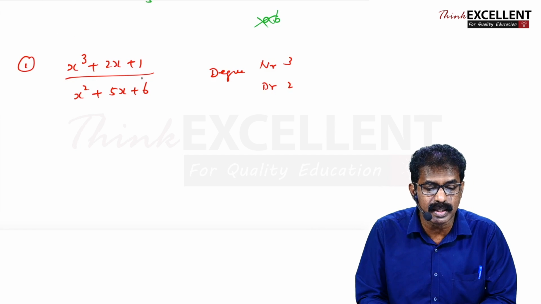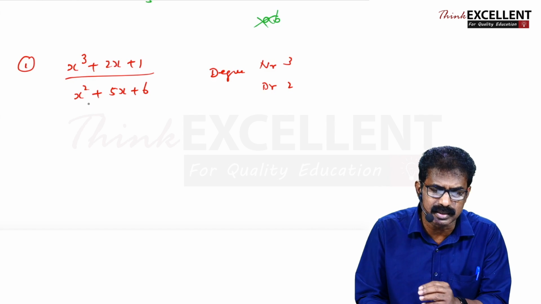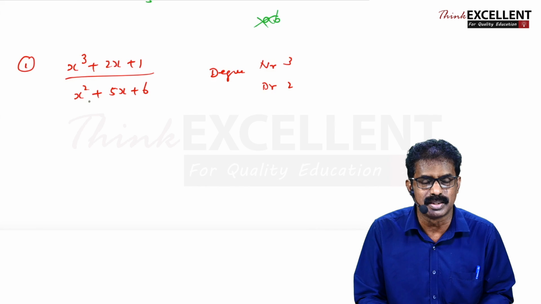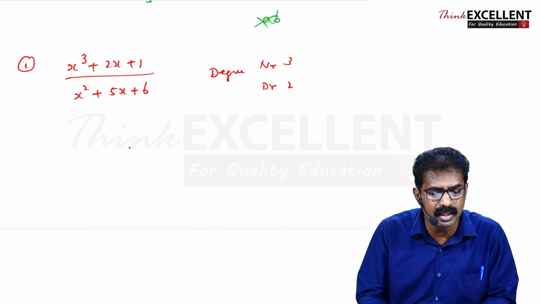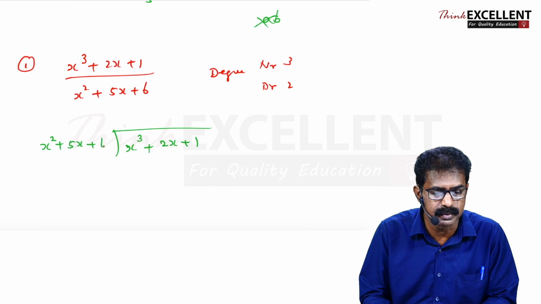So don't go for any other method. Some students, what they do, they just factorize the denominator and solve it. No, it's totally wrong. First you have to divide it. Usual division, you would have studied in the lower classes, long division. x cube plus 2x plus 1, you divide it by x square plus 5x plus 6.